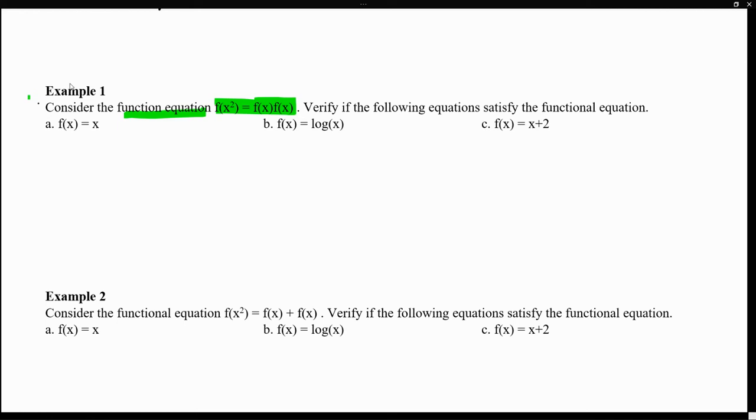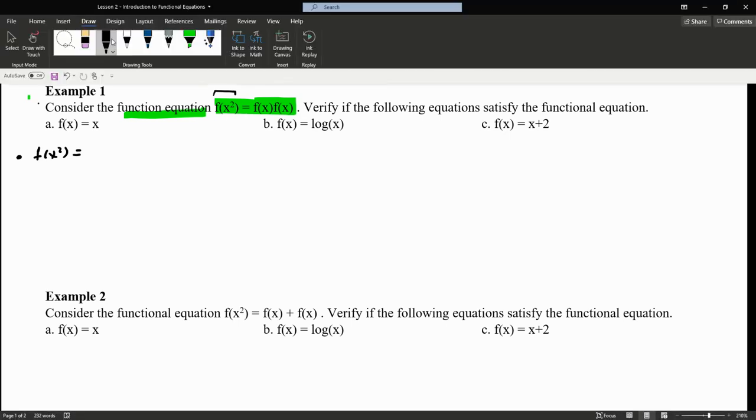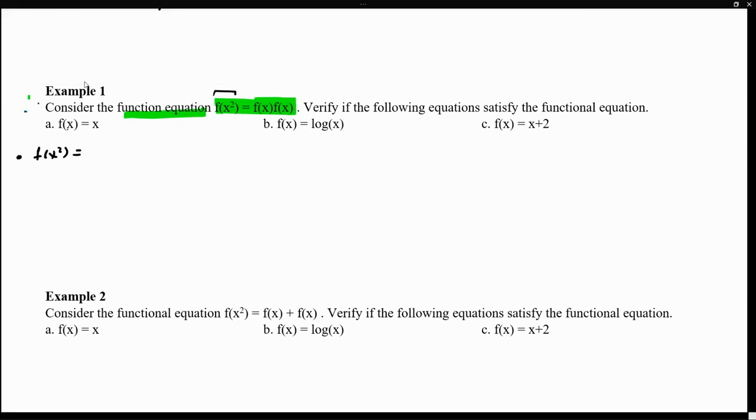So how do we know if it's a solution? Well, let's take a look at the left-hand side, which is defined as f of x squared. Is it possible for me to find out this value? Definitely, because all we got to do is go to the function f of x, and every time I see an x, I'm going to substitute it with x squared. So therefore, f of x squared is just x squared.